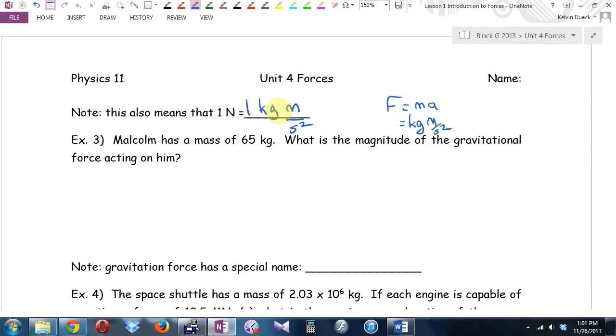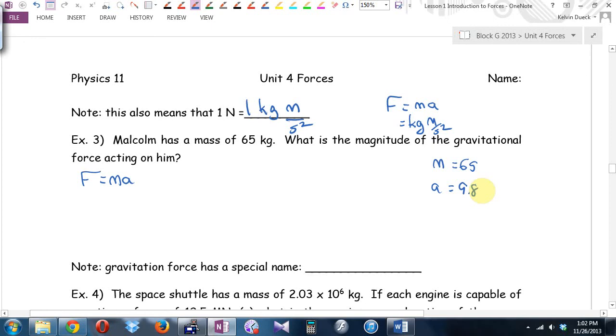Malcolm has a mass of 65 kilograms. What's the magnitude of the gravitational force acting on him? What does it want me to find in this question? A word that begins with F. Well, F equals ma. What's the mass? What's a due to gravity? We're going to ignore the negative and just put a 9.8 in because I said magnitude. I didn't care about direction.